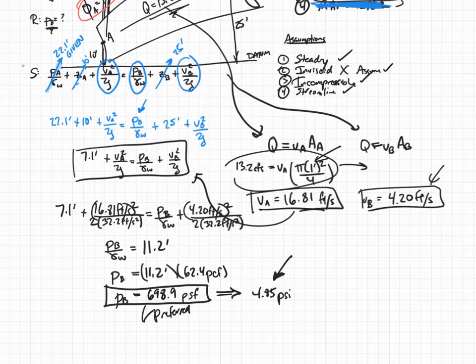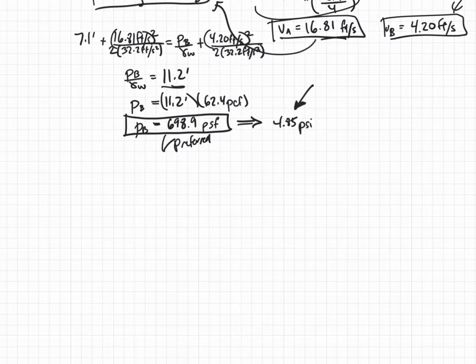I will note that PB over gamma W goes up to 11.2. So here, let me do a quick diagram of what's going on. So as this fluid flows, let me do a better diagram. I don't like that one. So it's going up like this.